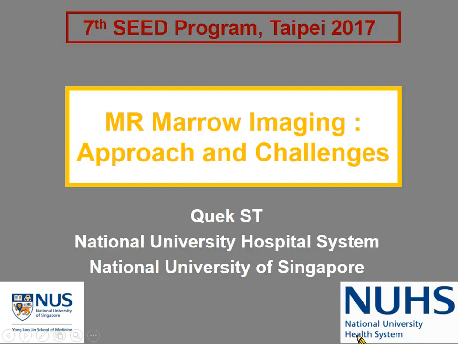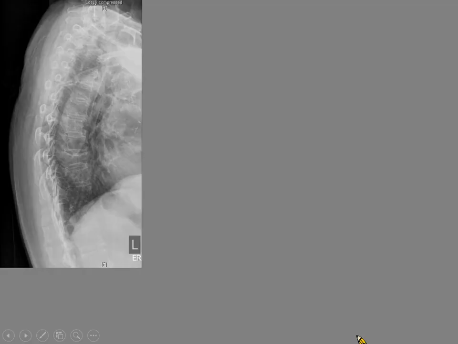This afternoon, I thought I'll share a little on MR imaging of the bone marrow. Now, traditionally, we have assessed bone marrow by using the plain radiograph, but unfortunately, it's not a terribly sensitive modality. It is estimated that you need about 20 to 30% destruction of the bone before this can be seen on the plain radiograph, and that is in the extremities.